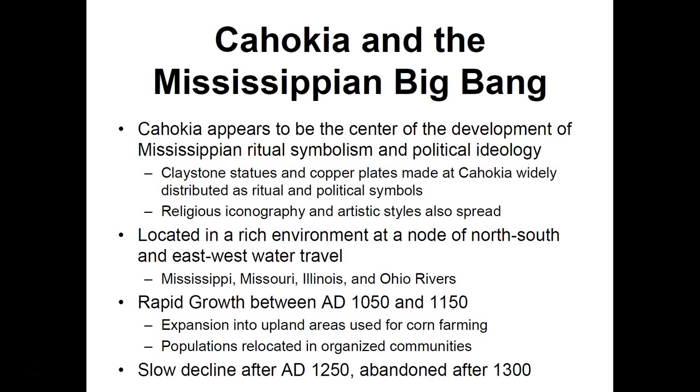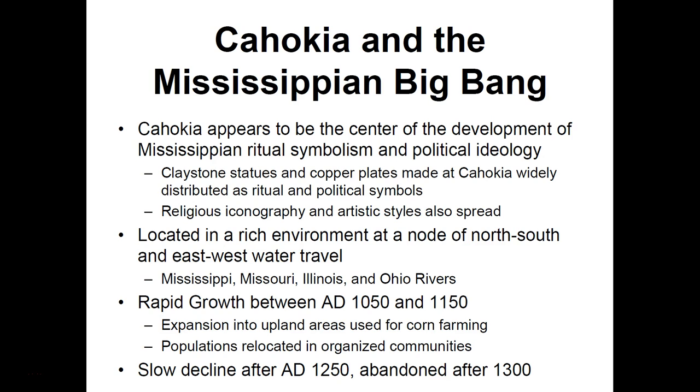Cahokia, where many of these red claystone figurines were recovered, appears to be the center of the development of Mississippian ritual symbolism and political ideology. These claystone statues and copper plates appear to have been made almost exclusively at Cahokia. There are workshops for their manufacture, and the claystone has been mineralogically traced to a particular source in southeastern Missouri, just southwest of the Cahokia site.